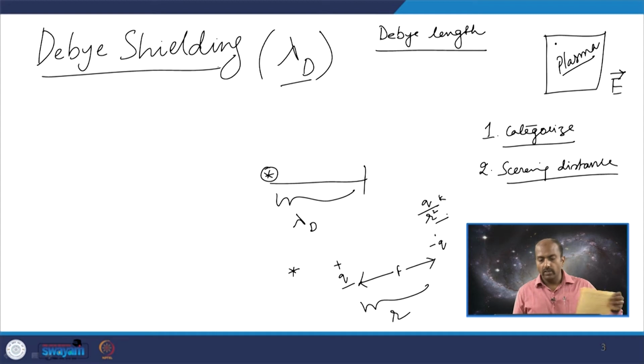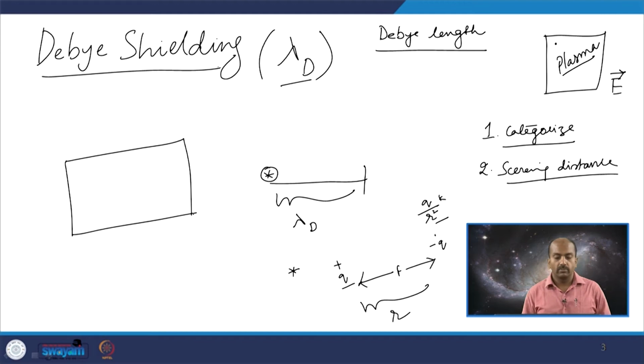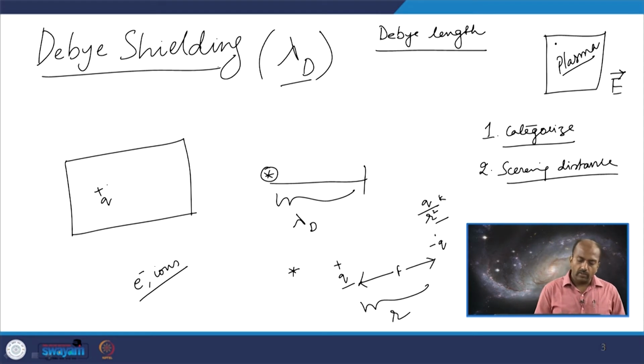That means, if you take an enclosure, this example is easy because you can understand things in a simple way. Let us say you have a test charge plus q. What is plasma? Plasma is already electrons and ions in sufficiently large numbers. Now, generally when you have an electric charge, which is positive in this case, it attracts the negative charges, naturally. Where are these negative charges coming from?